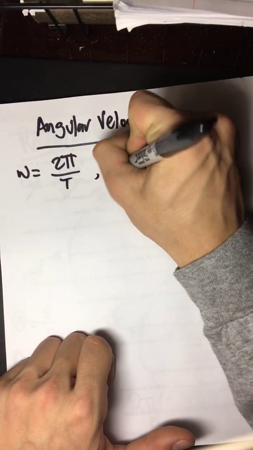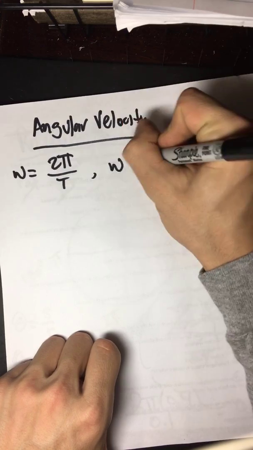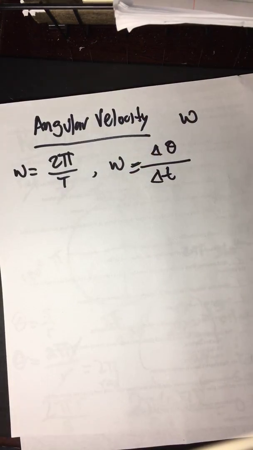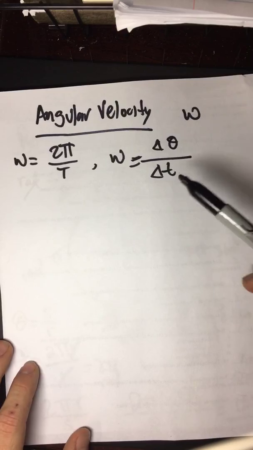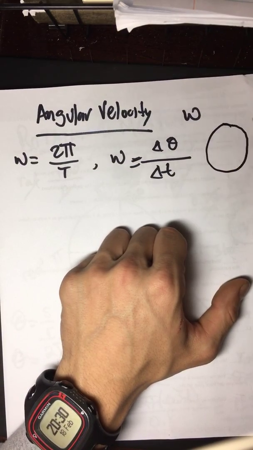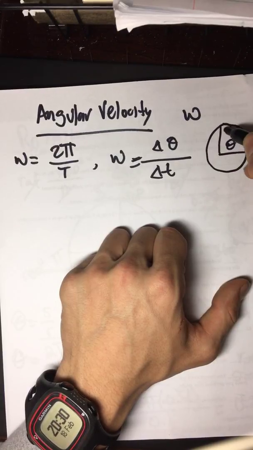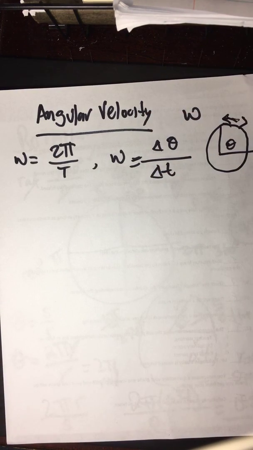We also have another one where W is equal to our change in our angle, our change in theta, over our change in time, right? And that kind of makes sense because if our angle's changing, it's obviously going to change over a period of time. And our angular velocity is going to change because we have this circle out here, right? And if my angle, my theta between these two lines, is increasing, that means it's moving, it has a velocity, right? So that's another equation we have, okay?